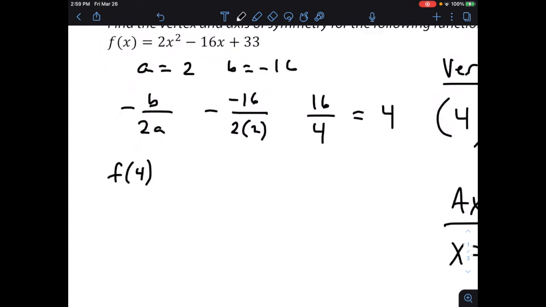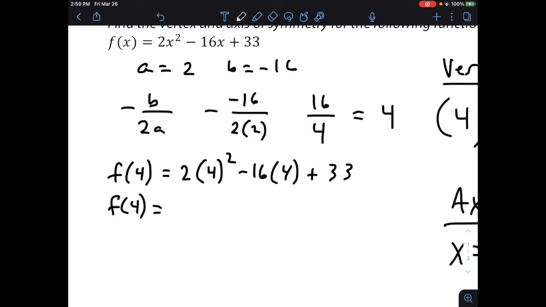So here we go. We're going to plug a 4 in there, and anywhere there's an x, we're going to replace it with a 4 in parentheses, and we'll do some evaluating. So f of 4 is equal to 2 times 16, which is 32, minus 16 times 4, which is 64, plus 33. Then we just have to combine those three, so f of 4 is equal to 32 minus 64, which is negative 32, plus 33, which is positive 1.